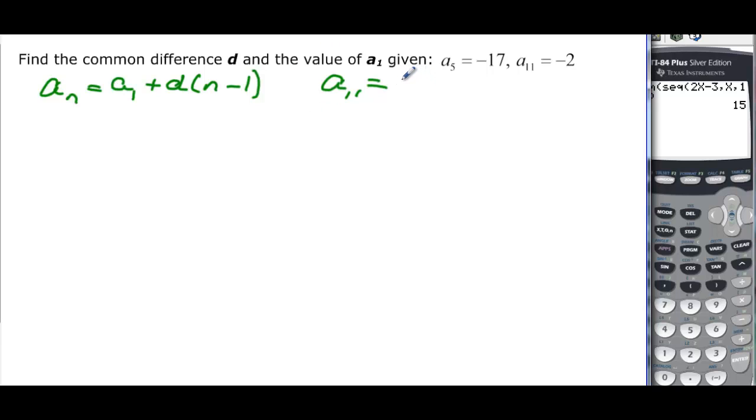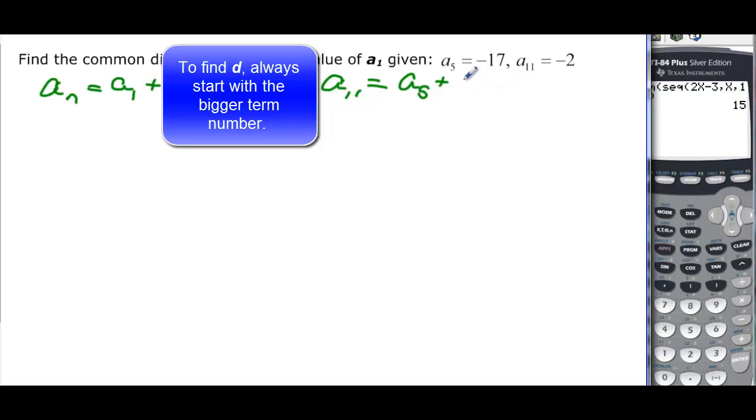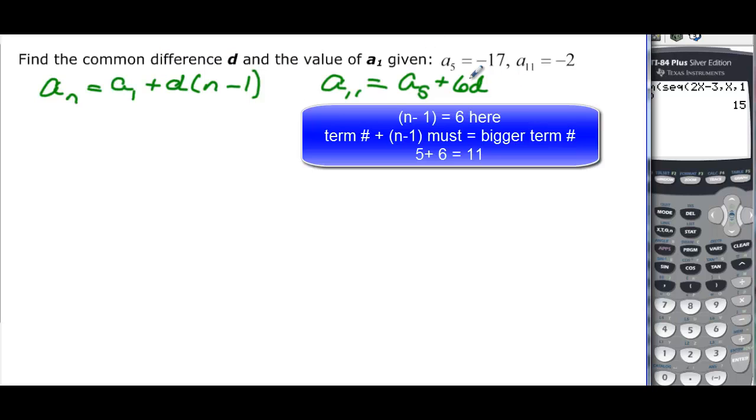Well, I want to first find that common difference. So I can say this is equal to a sub 5 plus, if I have a sub 5, a sub 11 was bigger. And how many more common differences did I need? I needed 6 more common differences. And that's really because we started with 5 plus 6 will equal 11. This was the fifth term. I needed 6 more common differences to actually be at the 11th term.